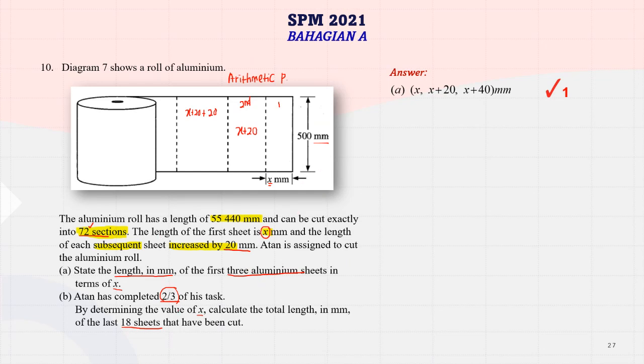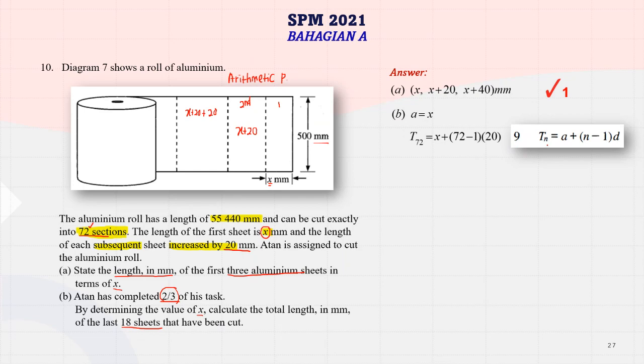To find X first, we use the information we have here that altogether there should be 72 sections, right? So we first calculate what the original X is. A is the symbol of the first term in a progression. A is equals to X. So T72, because we know if he completes the task, Atan will have 72 sheets if he completes the whole thing. 72 is equals to X tambah 72 minus 1, 20.